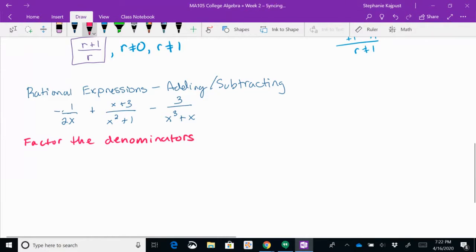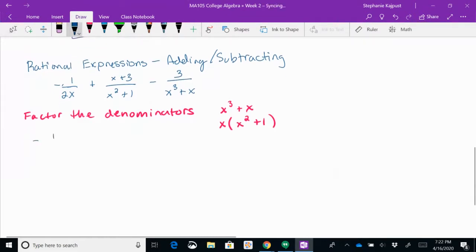So our first fraction, 2x, there's nothing to factor there. The second denominator is x squared plus 1. You can't factor that because there's no sum of squares. If it was x squared minus 1, you could, but that one we cannot factor. And then we have x cubed plus x. That we can factor the greatest common factor out because there's an x in both terms. So if I factor out an x, I get x squared plus 1 in parentheses. So I'm going to rewrite this.